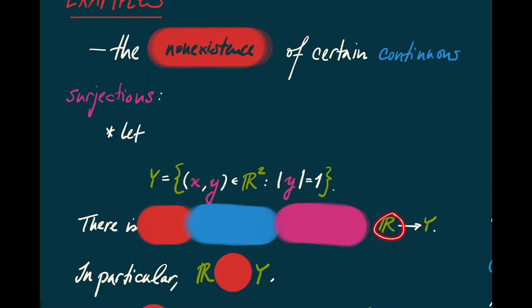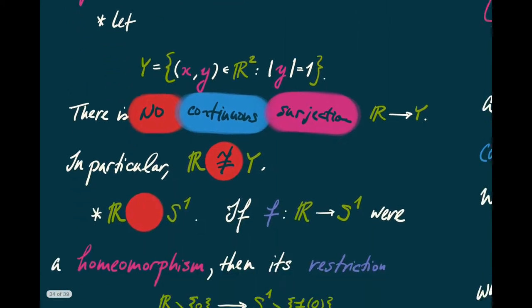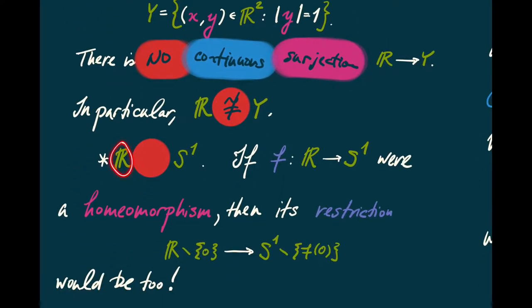But R very much is connected, and so our theorem implies that there is no continuous surjection from R onto Y. In particular, there's no possibility for a homeomorphism between R and Y, and so these two spaces are honestly different. That is, topology has allowed us to distinguish R and Y. Let's use this theorem again in a different way. Let's consider the real line and the circle. These two are also not homeomorphic, but you might wonder how connectedness could possibly help you here. After all, R is connected, we've proved that, and S1 is connected as well.